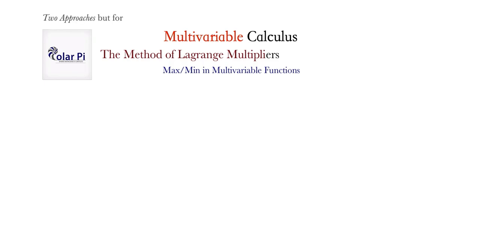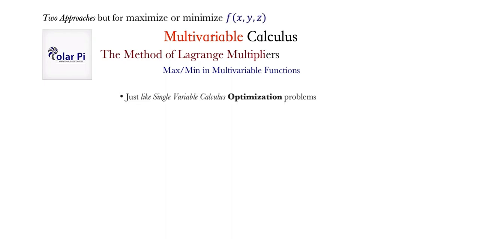As I said, there are two approaches for maximizing or minimizing a multivariable function given a constraint. And as I already said, just like single variable calculus, this is just optimization for multivariable functions.